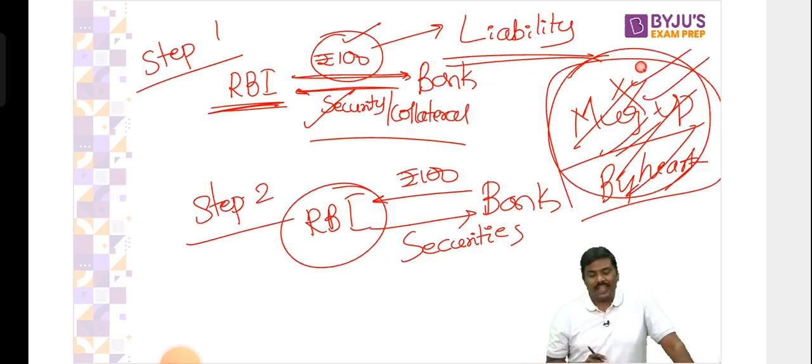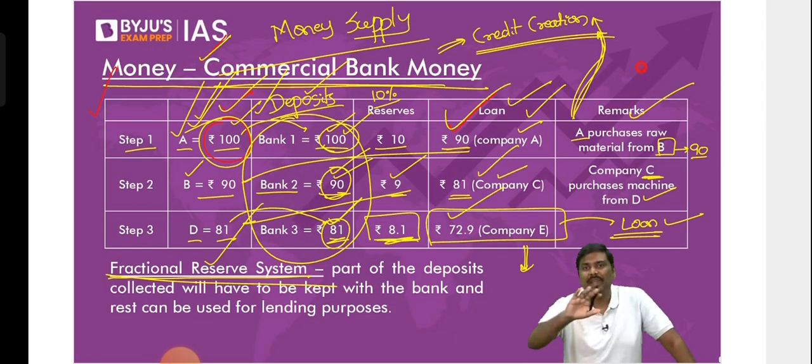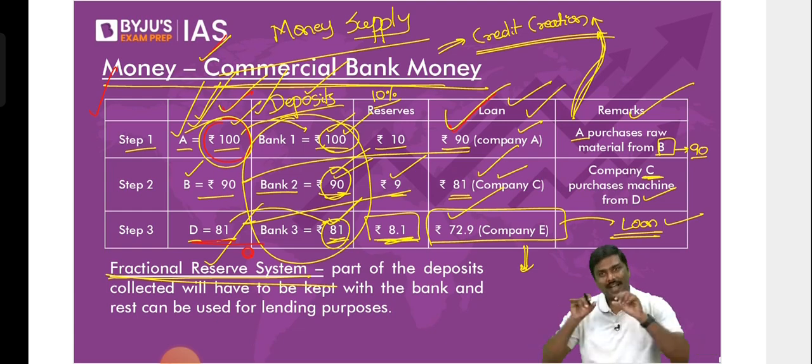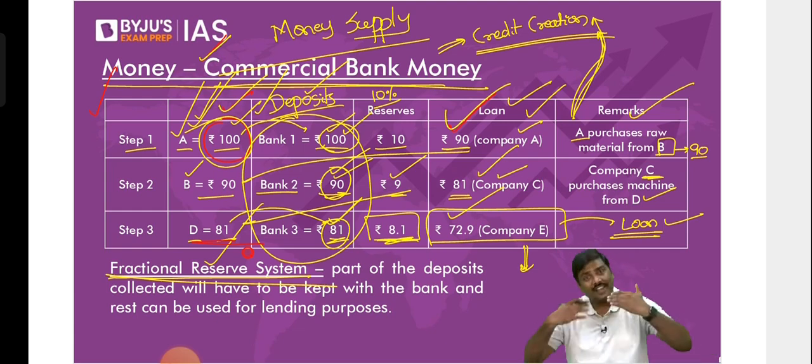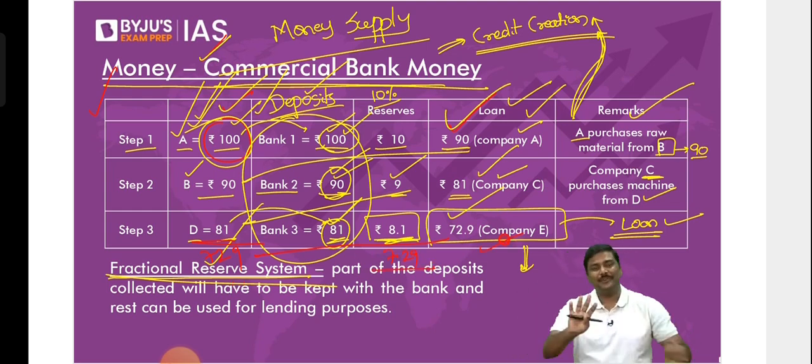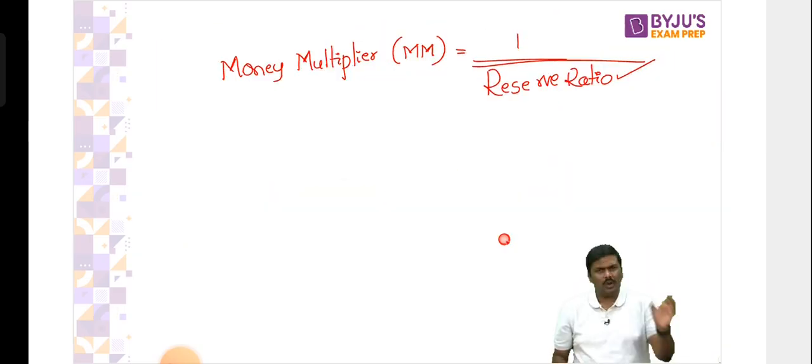Now some of you are calculating the amount in the table. Please don't do that. Why? After this step also, it will continue. The next bank will receive 72.9 rupees. They will keep aside 7 rupee 29 paise, and issue the remaining amount in the form of loan. So the process will continue. Don't calculate. It is not required. I will tell you what the calculation is.